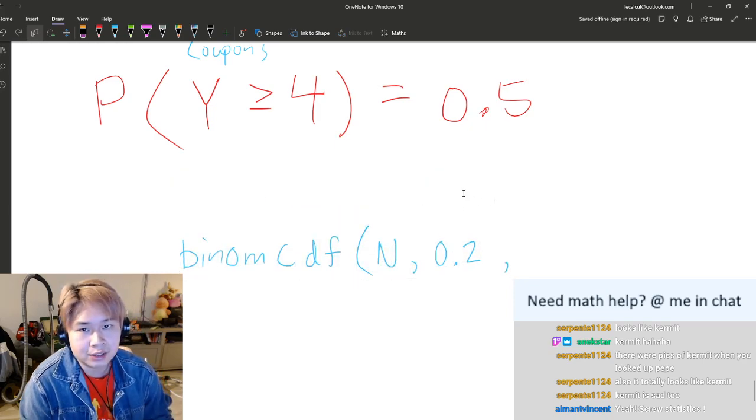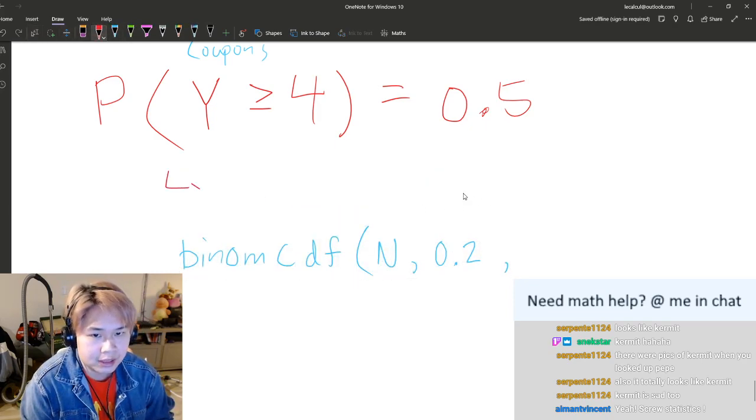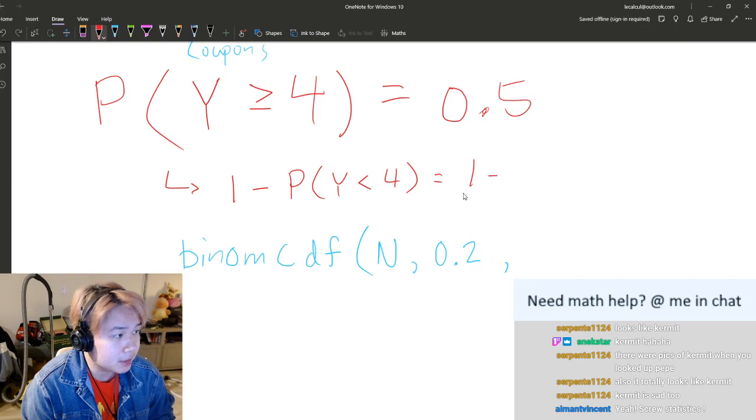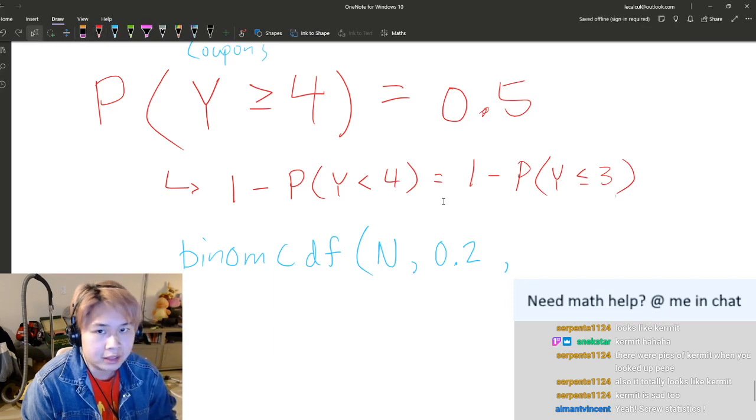Okay, man, I'm just really out of it. So this is an upper bound, so we change this to a lower bound. Because cumulative functions have an upper bound, not a lower bound calculation. So that's why our lower boundary is 0 and our upper boundary is 3.